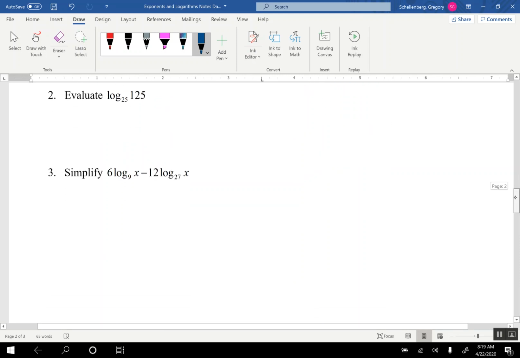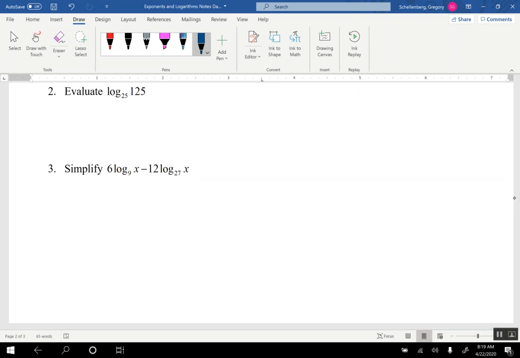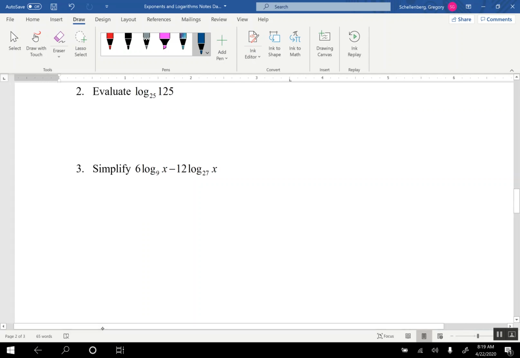next one. Evaluate this, log base 25 of 125. Now, one of the things we want to be able to start picking up on is, 25 and 125, can we rewrite those numbers as powers with the same base? And the answer is yes. So step 1 here, I'm just going to use change of base rule to write this as the log of 125 divided by the log of 25. Okay, now we could punch that into our calculator and we could solve.